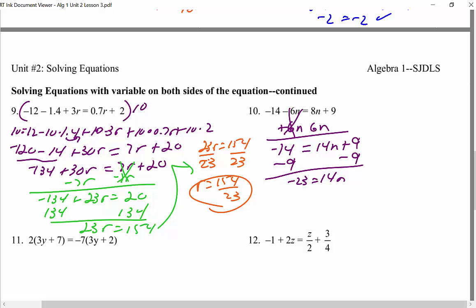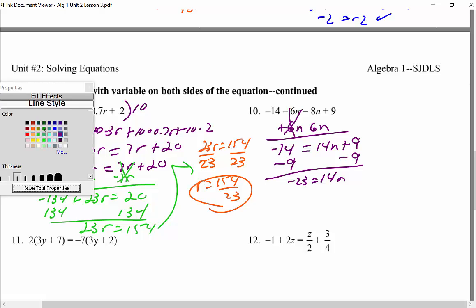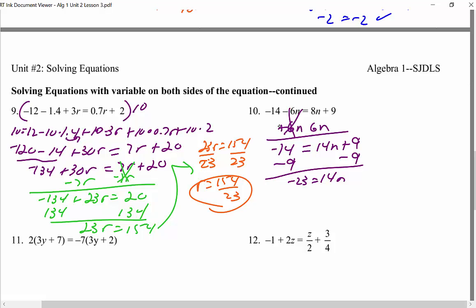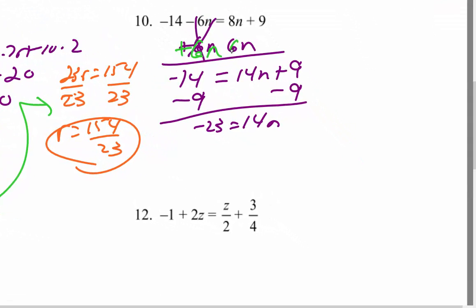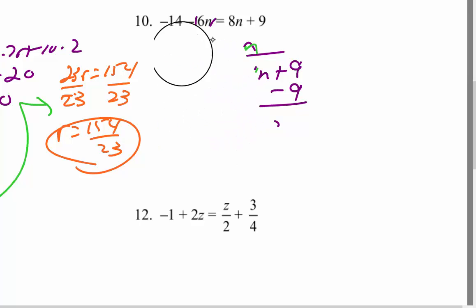Whoops, I forgot to do that in colors. I forgot to do my colors. Here, we'll just do it over. I forgot to do green for that step.